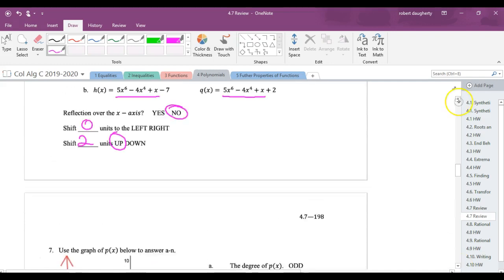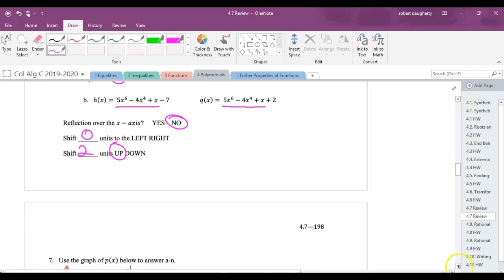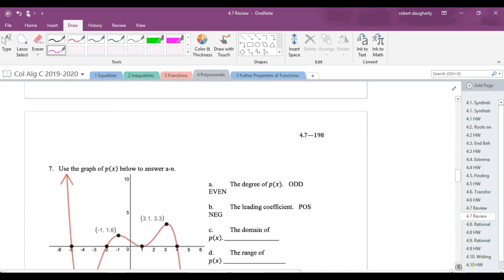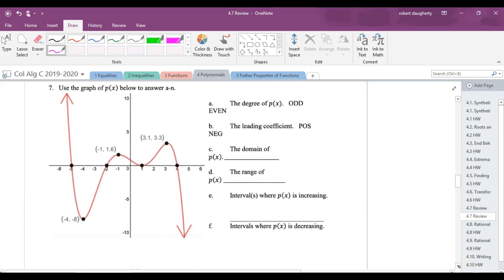Now, answering questions from a graph that deal with extrema and lots of things we've done. So this question can get involved. There's not a lot of calculation, but there is a lot of thought that goes into this. Is this an odd or even degree? Looking at this, the degree of this function has to be odd because it goes up on one end and down on the other. The leading coefficient has to be negative, okay?